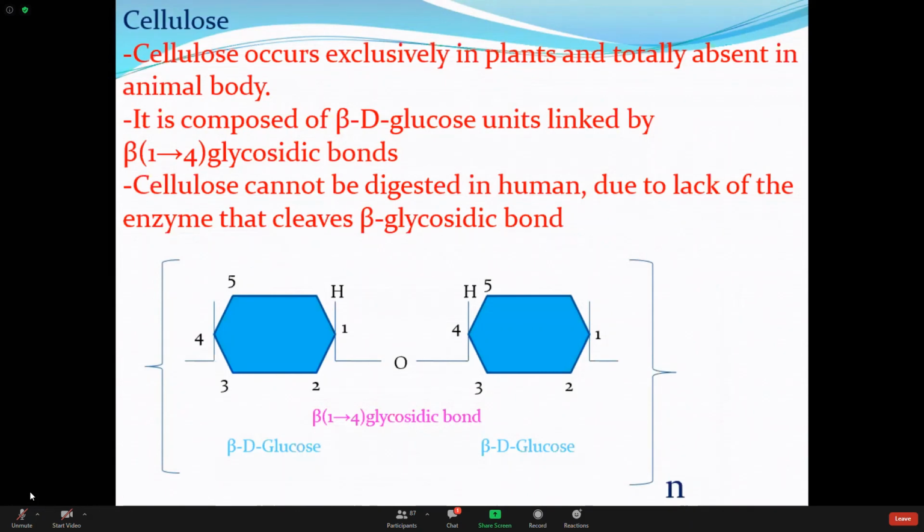So that is the main thing, because we cannot digest this particular glycosidic linkage. So we cannot digest cellulose. Very simple thing. If you eat cellulose, we cannot digest it because we cannot break this particular bond. Okay, fine. So this is about the topic. Very short slide.